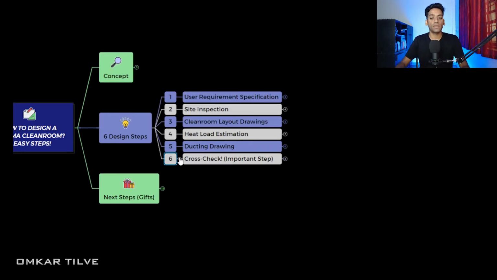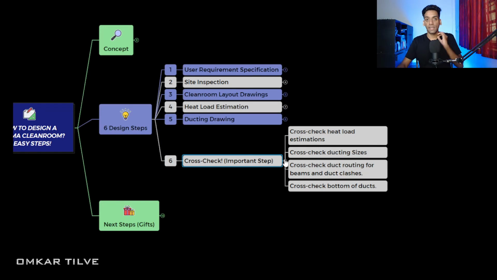And the final step is very important. This is very important, guys. You need to cross check. You need to cross check the heat load estimations. You need to cross check the ducting sizes in the ducting drawing. You need to cross check the duct routing for the beams and duct if there are any clashes between them, and also cross check the bottom of the ducts.